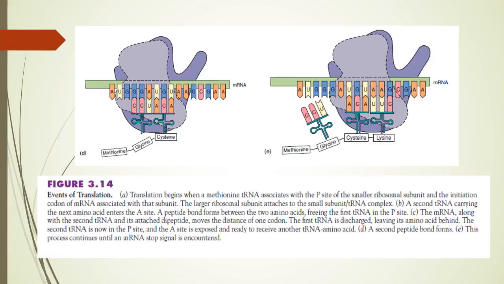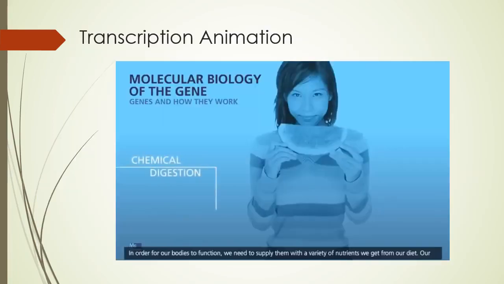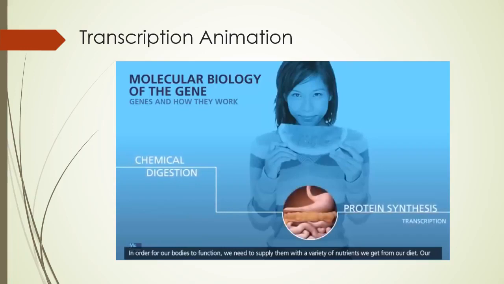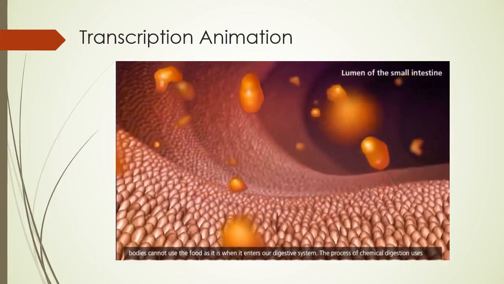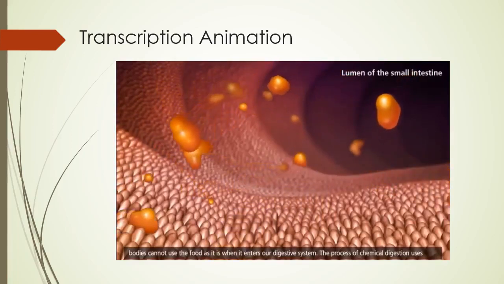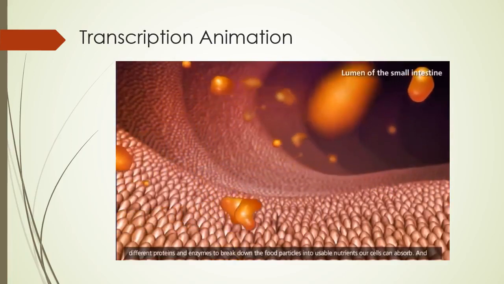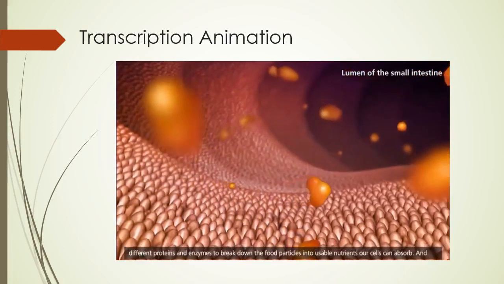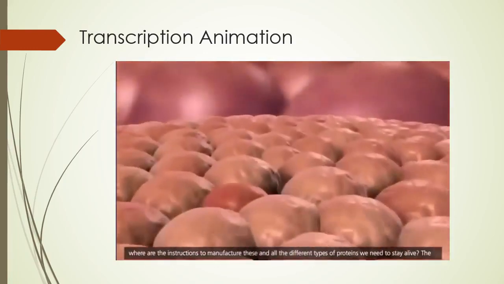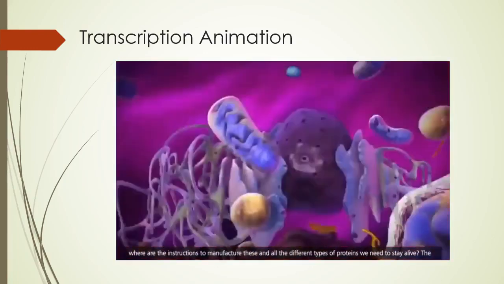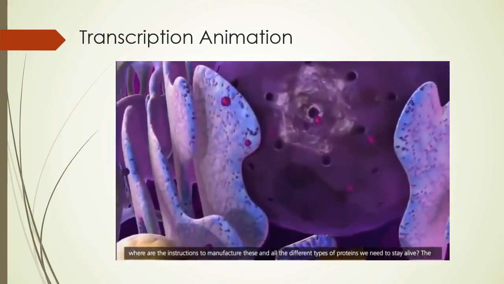In order for our bodies to function, we need to supply them with a variety of nutrients we get from our diet. Our bodies cannot use the food as it is when it enters our digestive system. The process of chemical digestion uses different proteins and enzymes to break down the food particles into usable nutrients our cells can absorb. And where are the instructions to manufacture these and all the different types of proteins we need to stay alive?